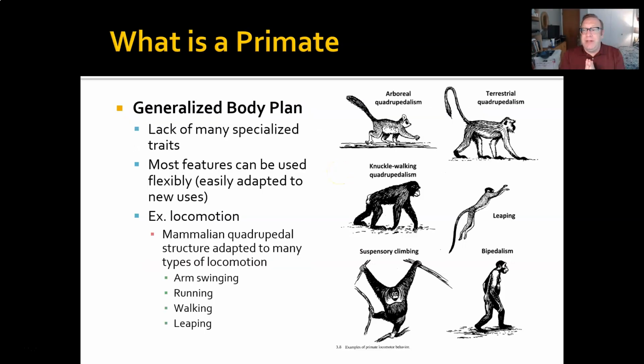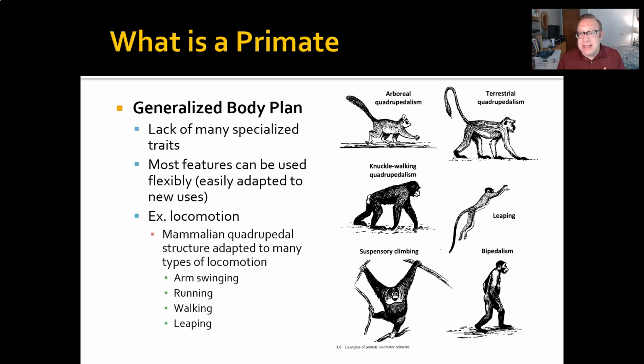Okay, so what are some of these features? One of the big ones is we all share a generalized body plan. What do I mean by generalized? Well, in evolution, we talk about generalized versus specialized traits, okay? Specialized traits can only be used in specific ways. They are specialized for a particular task. Generalized traits maybe aren't as efficient at the tasks they do, but they can do a wider range of those tasks, and they can be adapted behaviorally to other things.